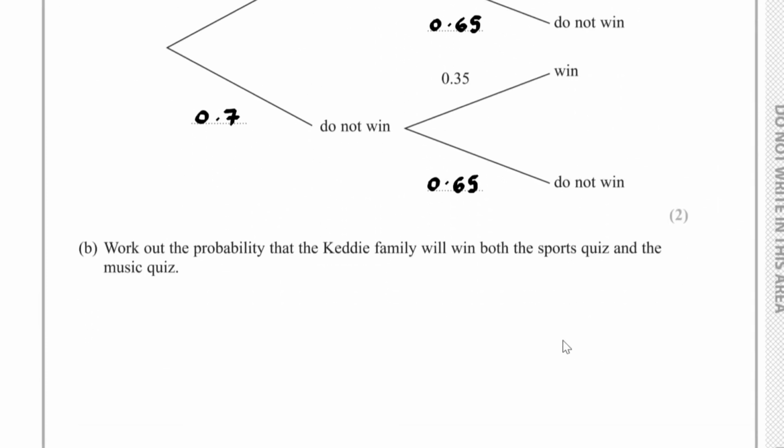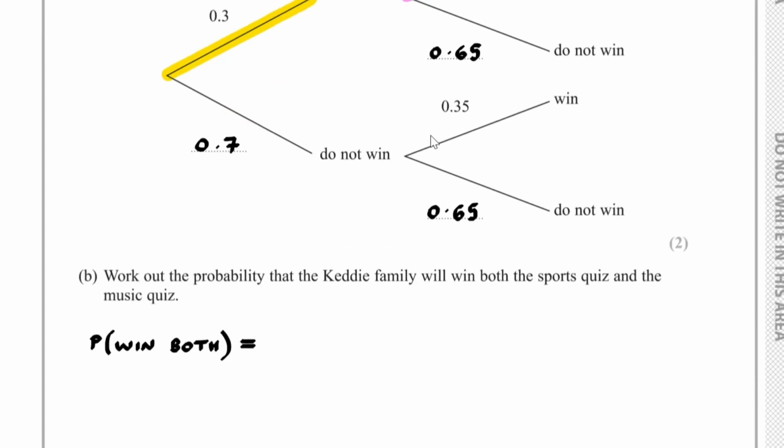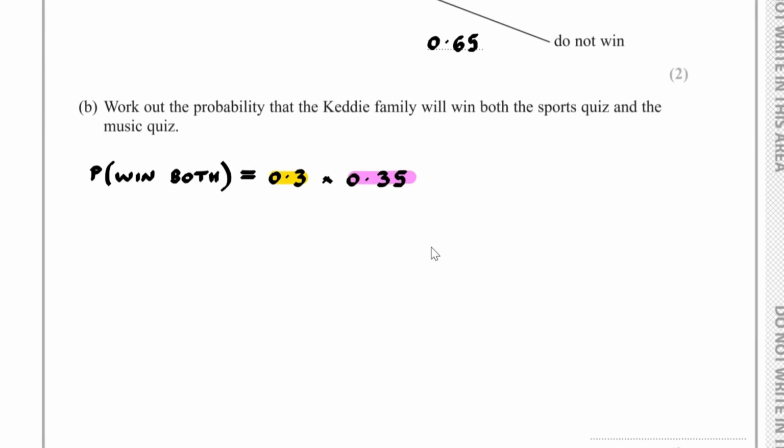Now for part B, we have to work out the probability that the Keddy family will win both the sports quiz and the music quiz. Well, the probability that we win both, we've got 0.3 and 0.35. So the probability we win both, we've got 0.3 multiplied by 0.35. And if we work out what this is equal to, we get 0.105.